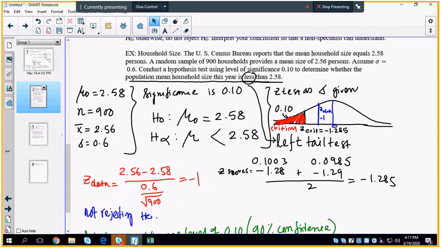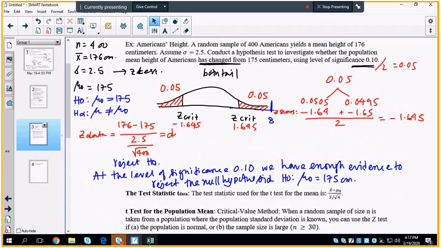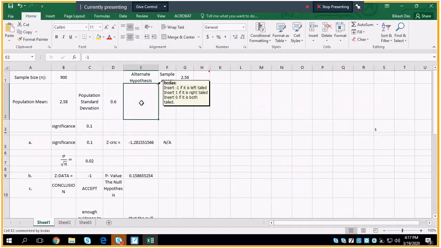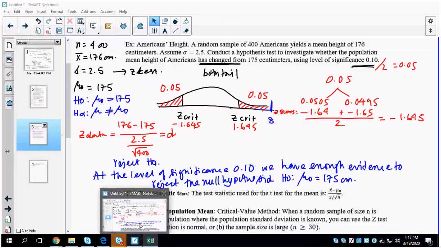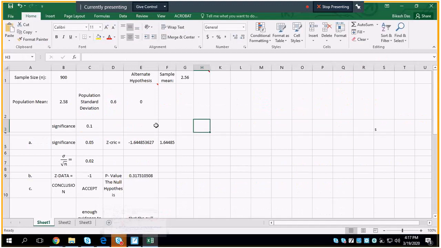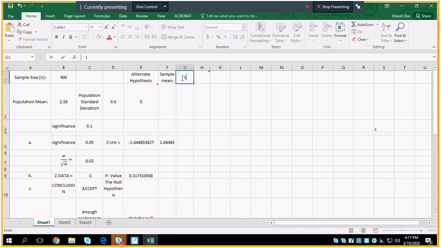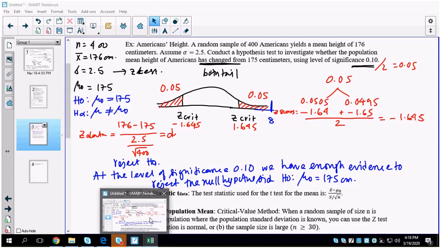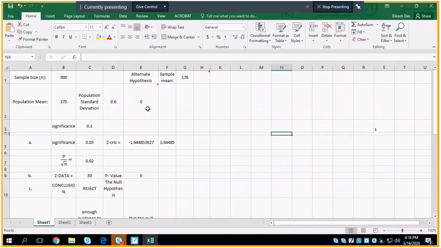Okay, so let's check our next problem that we have done. This time we did a both tail test. So we will first go ahead and change it. It said both tails should get the insert of 0, and in this problem our sample mean was 176, existing mean or population mean is 175. So sample mean is 176 and population mean is 175. Standard deviation was 2.5 and significance is 0.1. So we'll change standard deviation to 2.5, significance is 0.1. The last information is the sample size, and the sample size is 400 for this problem.